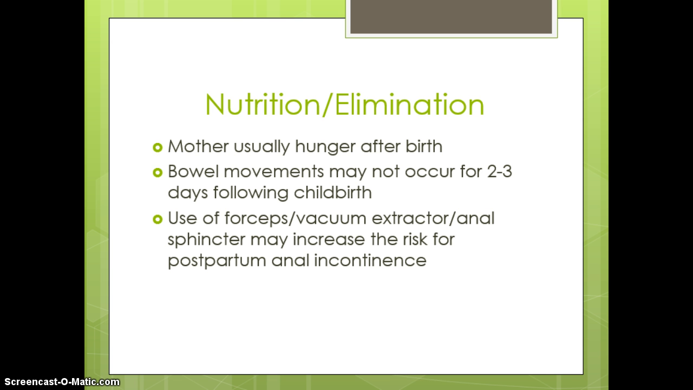So high fiber foods, adequate fluid volume, those types of things are going to be really important. Usually it takes about a month or so for regular bowel patterns to return, but just remind her, rest assured, it will occur with time.